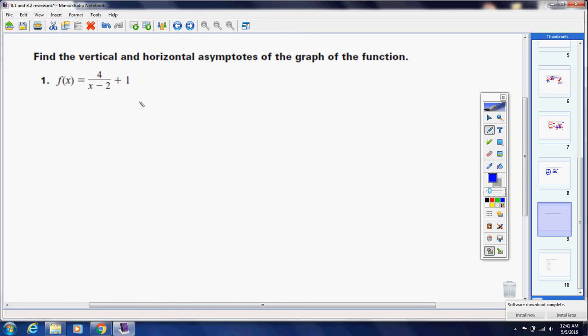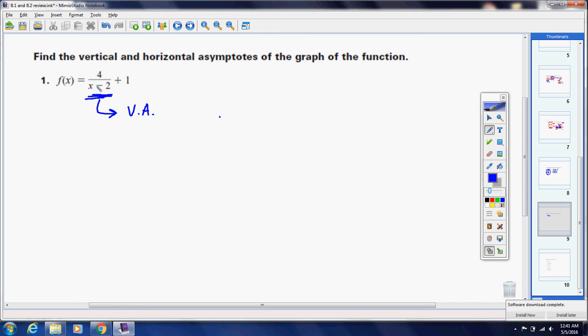Well, this denominator right here is going to tell me where my vertical asymptote is. Because when this denominator equals 0, my function's kind of going to blow up. You think about it. So when x equals 2, this denominator is going to be 0. We can't divide by 0. It's going to be undefined there.